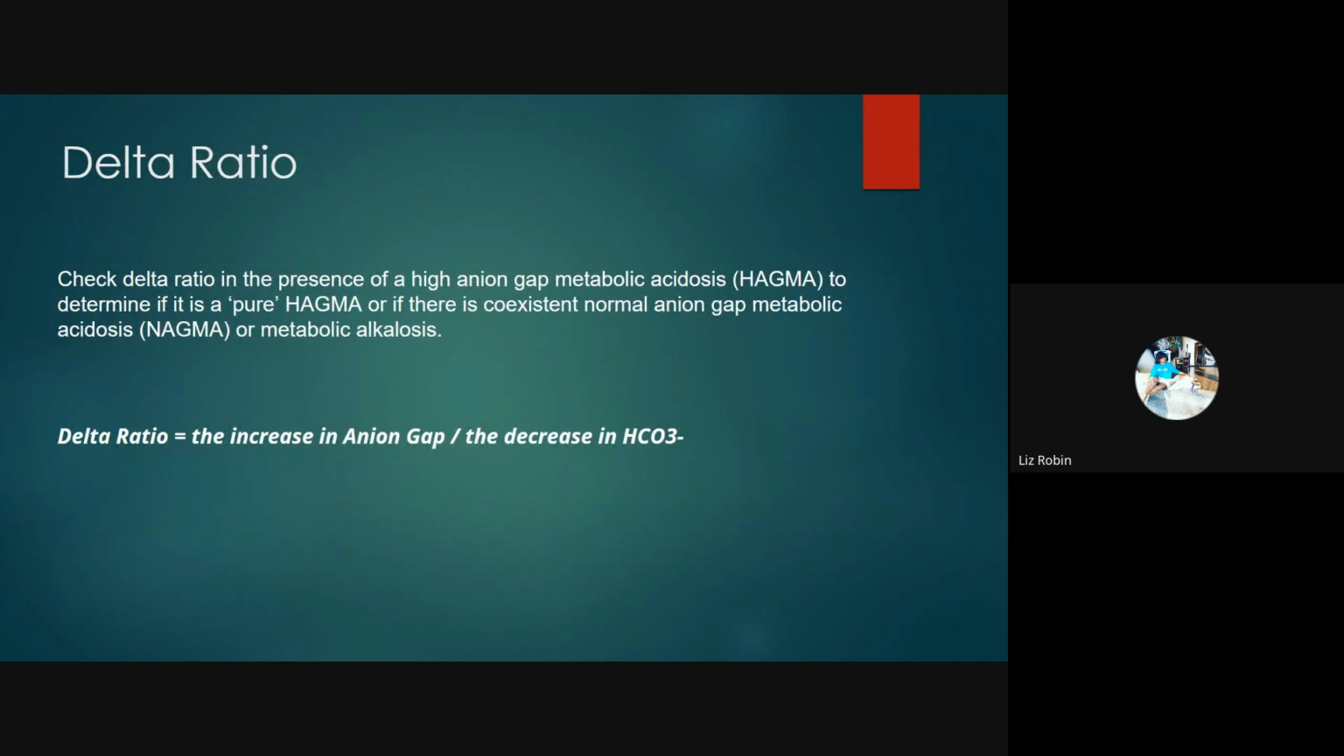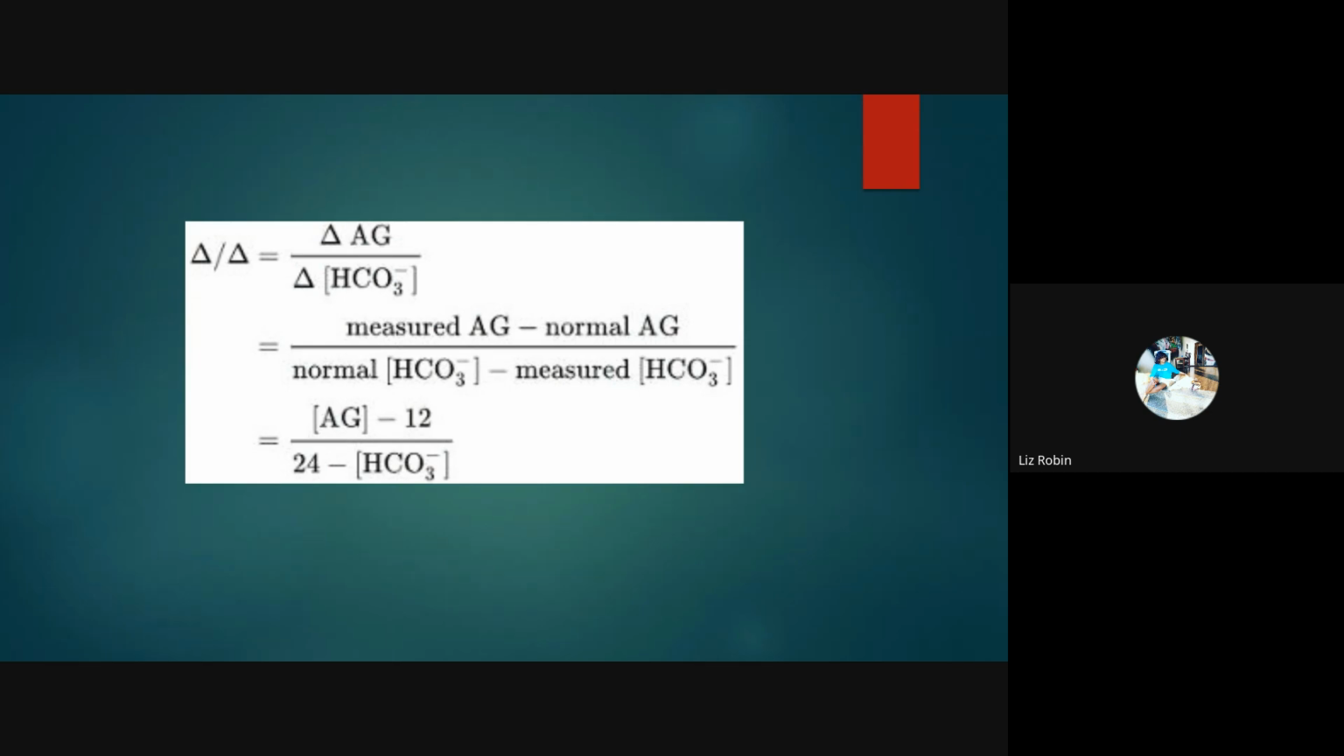So now we've identified that it could be HAGMA. So we do have a concept called delta ratio. Delta ratio is to see if it's just HAGMA or if there's a coexisting normal anion gap metabolic acidosis, or respiratory or metabolic alkalosis. Delta ratio is nothing but the increase in anion gap by the decrease in bicarb. So the formula is AG minus 12 by 24 minus bicarb. So you can note this down as well.